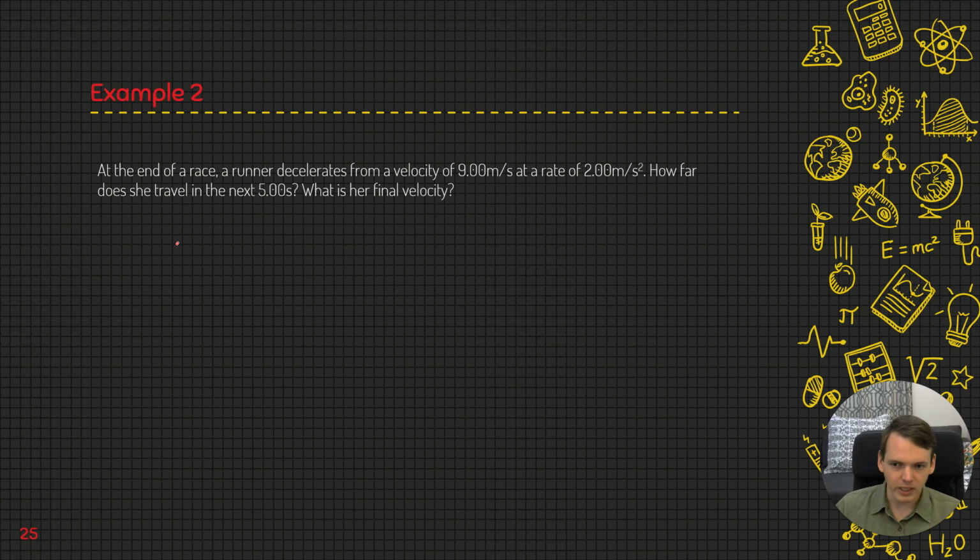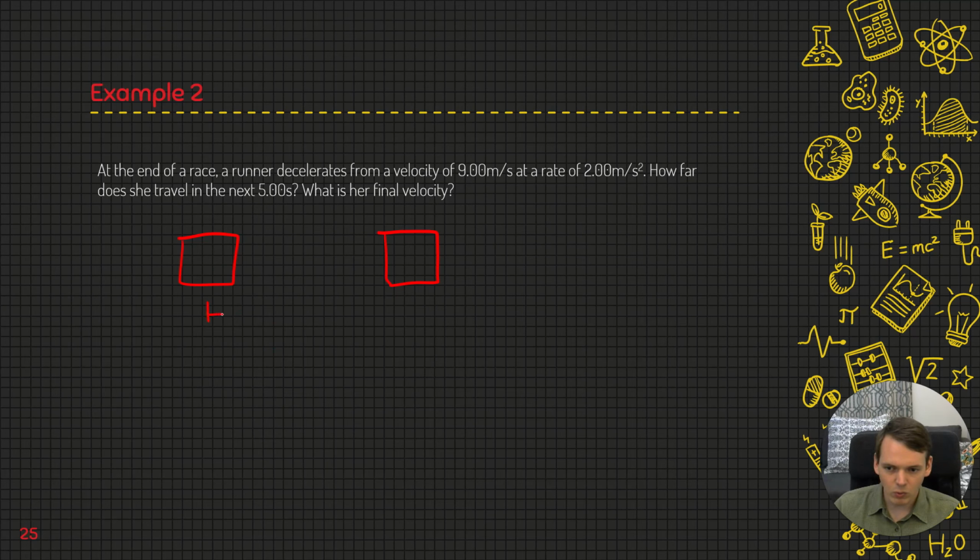At the end of a race, a runner decelerates from a velocity of 9 meters per second at a set rate of 2 meters per second squared. How far does she travel in the next 5 seconds? What is her final velocity? So again, we're going to sketch our situation.